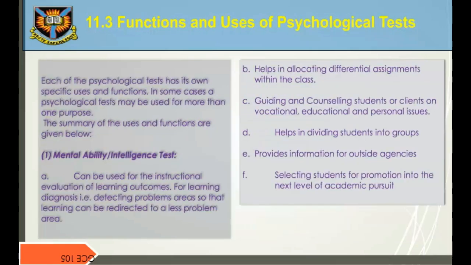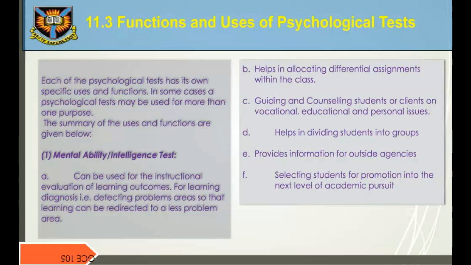Each of the psychological tests has its own specific uses and functions. In some cases, a psychological test may be used for more than one purpose. The summary of the uses and functions are given below. 1. Mental ability or intelligence test. A. Can be used for the instructional evaluation of learning outcomes, for learning diagnosis, that is, detecting problem areas so that learning can be directed to a less problem area. B. Helps in allocating differential assignments within the class.